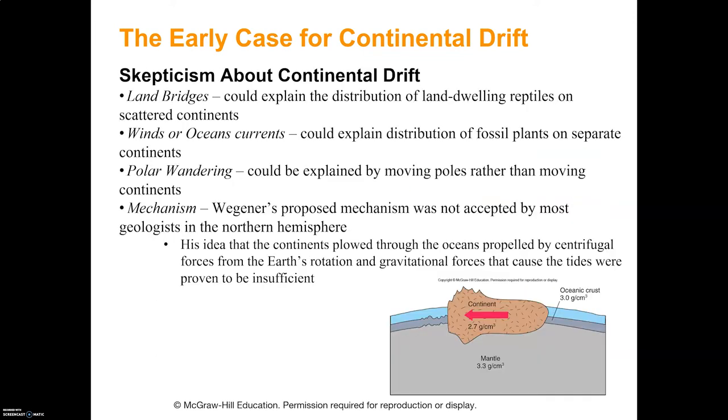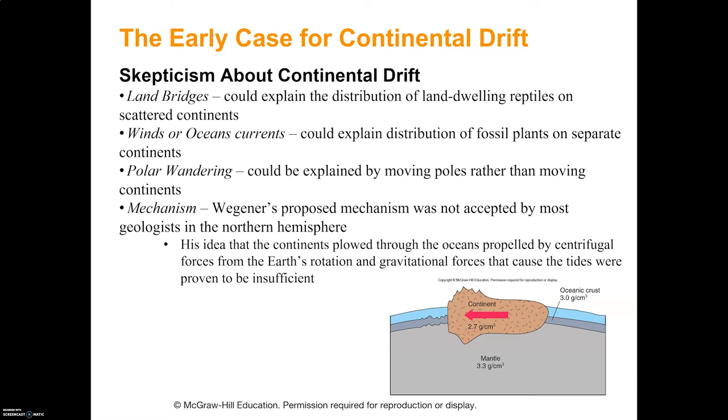So there was a problem with this continental drift, though. There was some skepticism. Land bridges could explain the distribution of land-dwelling reptiles on scattered continents. So at certain times, maybe there were these natural bridges that allowed them to cross continents. Winds or ocean currents could explain distribution of fossil plants on separate continents. Polar wandering could be explained by the moving of poles rather than the moving of continents, as we just talked about. And then the big thing is that Wegener's proposed mechanism wasn't accepted by geologists.